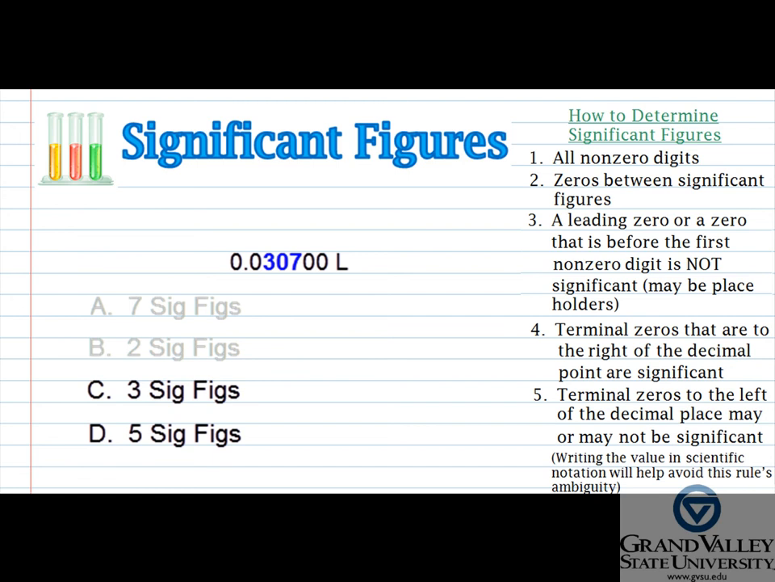Rule number 4 states that a trailing zero that is to the right of the decimal place is significant. Therefore, the trailing zeros are significant. This causes option C to be incorrect, which leaves option D, 5 significant figures. After counting the total number of significant figures, this is the correct answer.